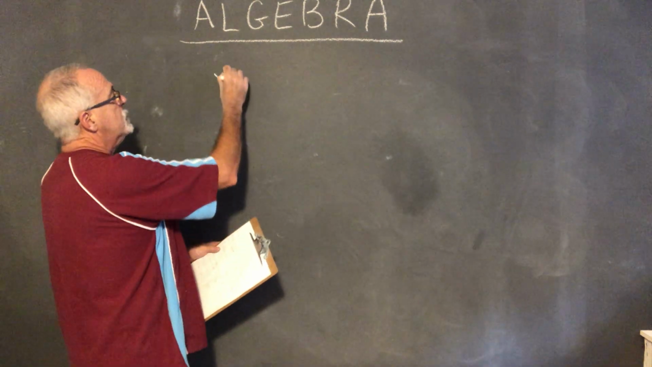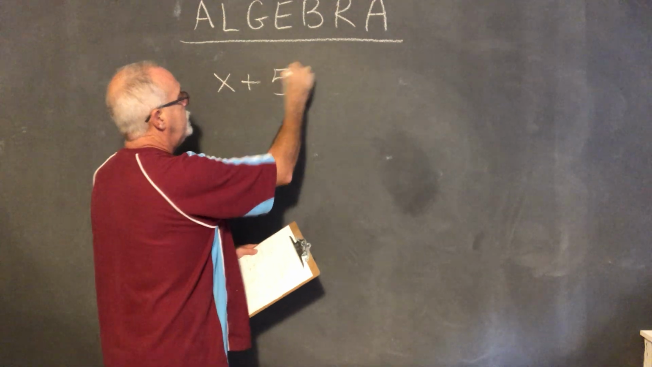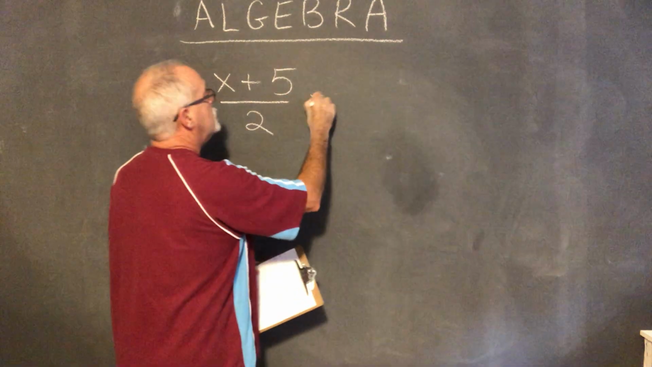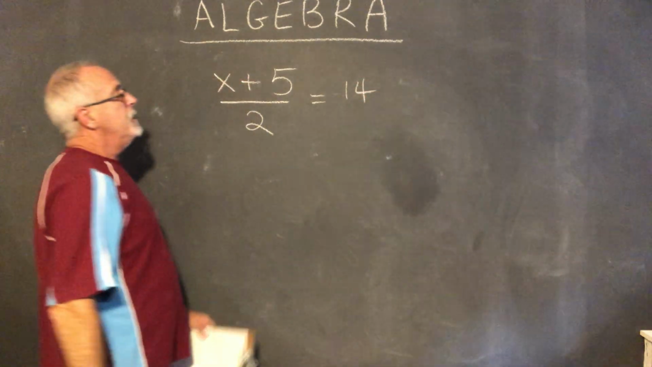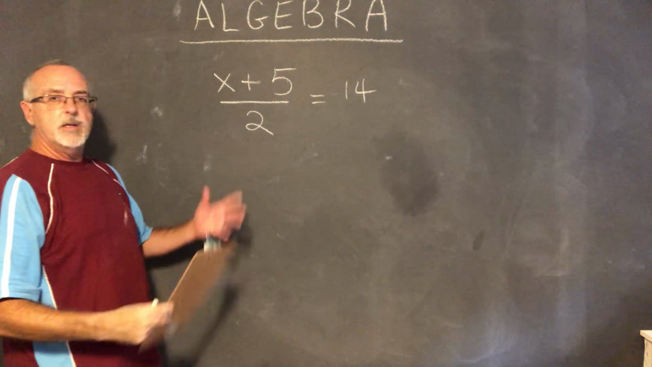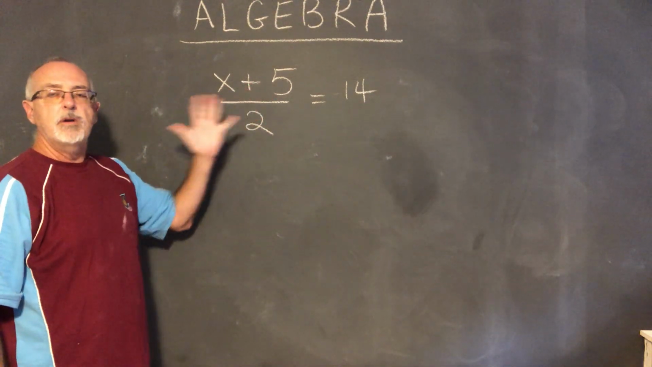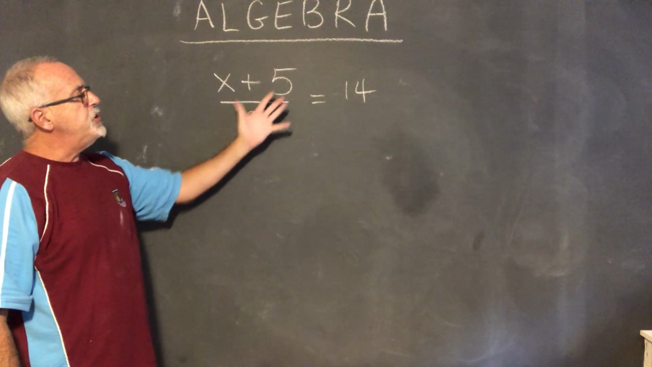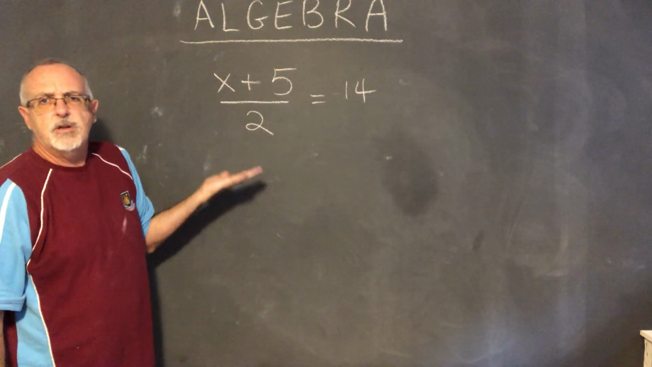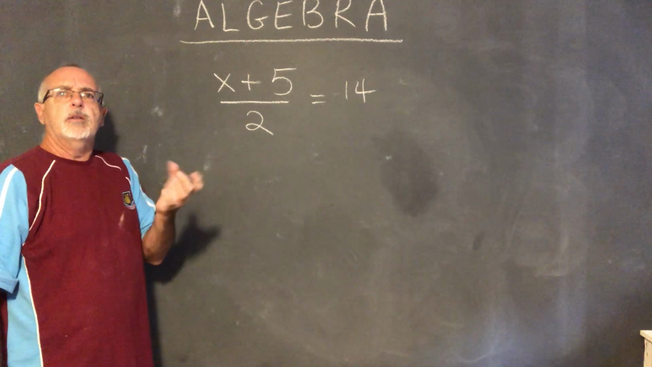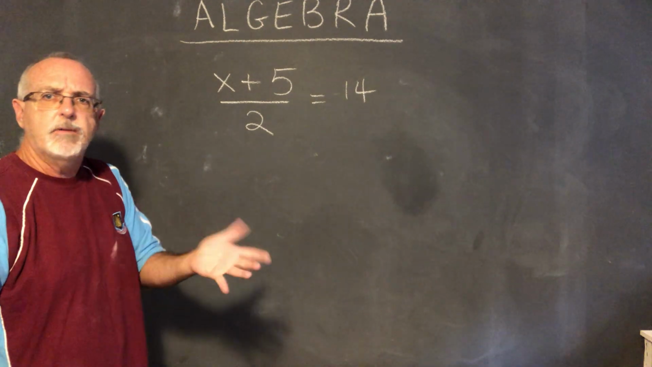So here, this one's a little different. X plus 5 over 2 equals 14. Now, I want to get rid of the 5 and the 2, and maybe it's not quite so obvious which one I should get rid of first. What I want to do is realize that this division, which is what a fraction is, fractions always really are a division. The fraction looks like a divided by sign. The divided by sign looks like a fraction for a reason.